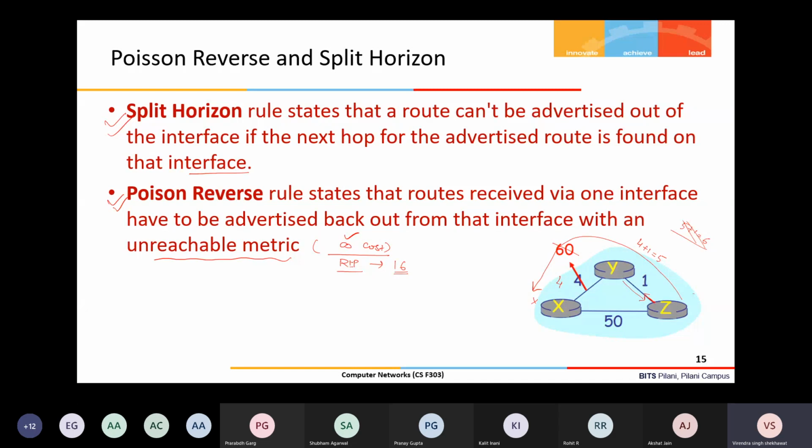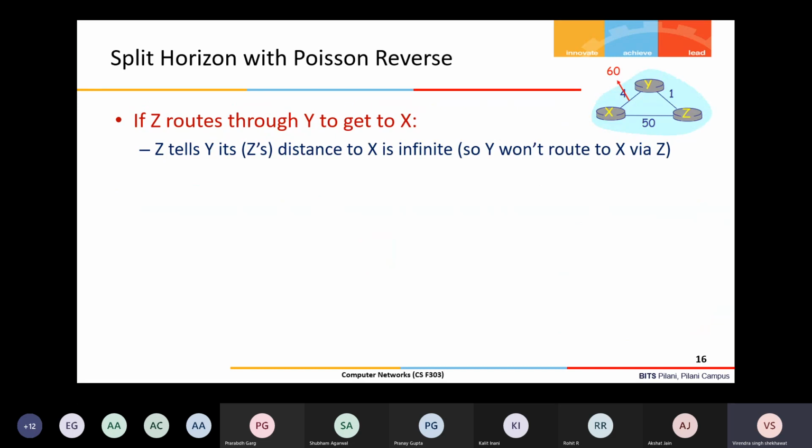Split horizon says that you should defer any route advertisement back to the interface from which you learned that route. So that says you are not advertising anything at all. Poison Reverse says you can advertise, but with infinity cost. So now we'll see how this solution works, split horizon with Poison Reverse.